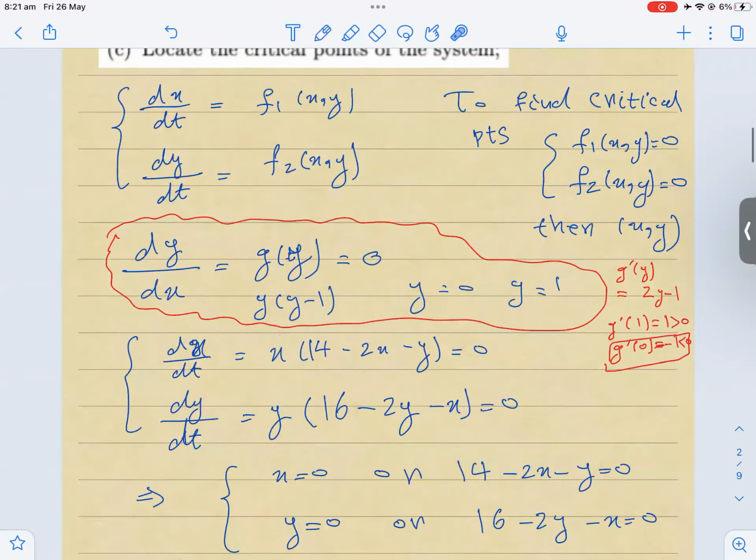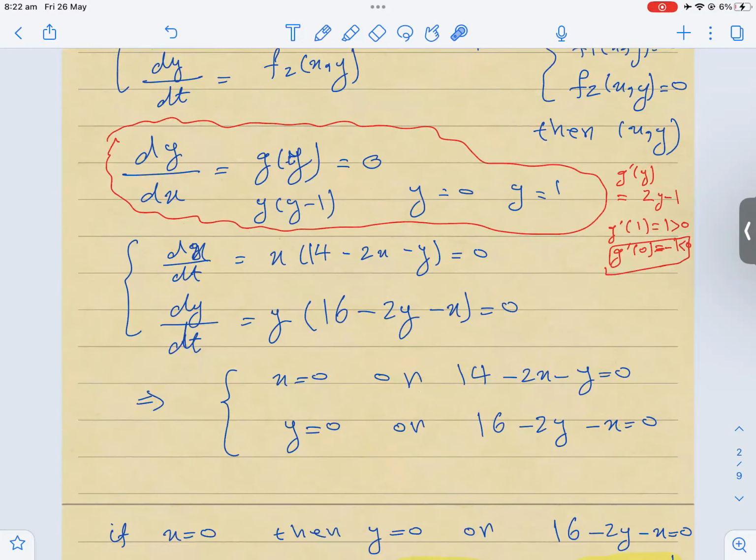Anyway, let's go back to this question. To find critical points, as I said, set these equal to 0. We have this guy 0, this guy 0, this guy 0, or this guy 0. To find the x and y values, I should use both of them. I cannot say, okay, since x equals 0, I sub here, then find y. I should use both of them.